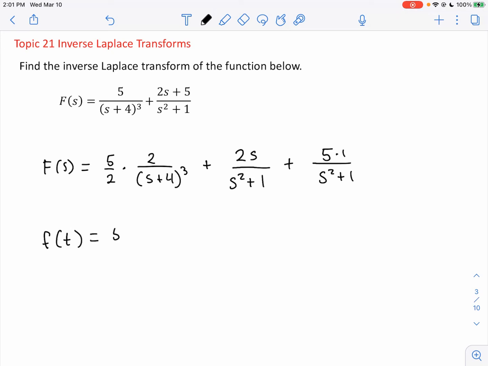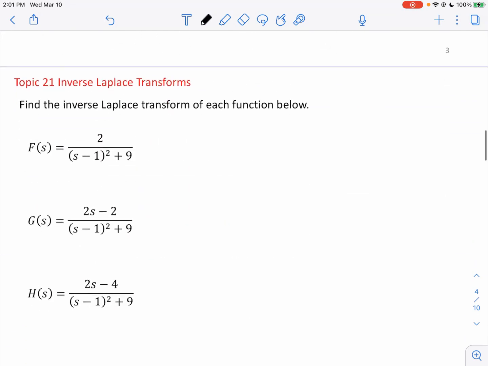Little f of t is going to be 5 halves, and this one was t squared e to the negative 4t, and then plus 2 times, and then the inverse Laplace of s over s squared plus 1 was cosine of t, right? Because the b is a 1. Again, the b is a 1 here, and then plus 5 times, and then the inverse Laplace of 1 over s squared plus 1 is sine t. Okay, and that's our inverse Laplace. Let's go to the next slide.